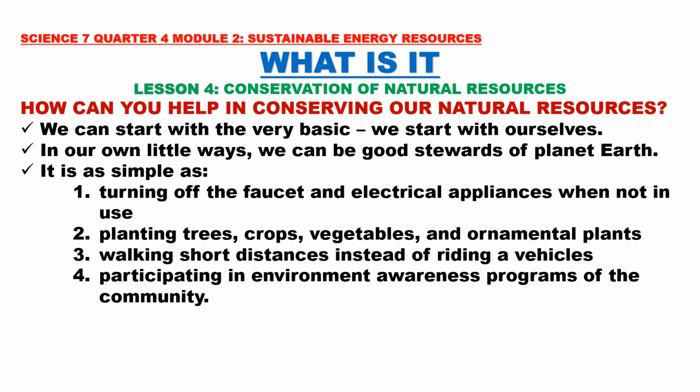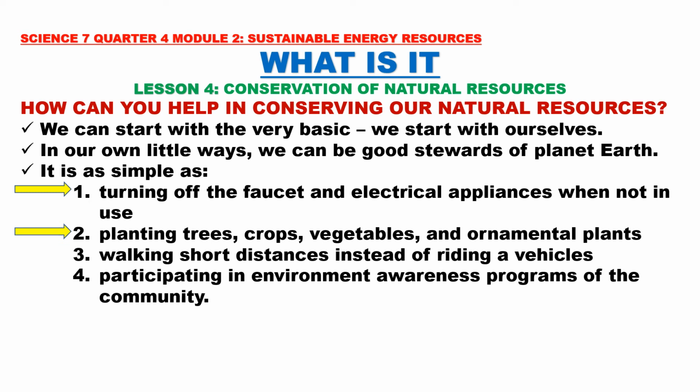We can start with the very basic. We start with ourselves. In our own little ways, we can be good stewards of planet Earth. It is as simple as turning off the faucet and electrical appliances when not in use. Conserving water helps conserve energy and reduce carbon pollution. Turning appliances off when not in use helps you save electricity. Doing this can make your home more energy efficient.